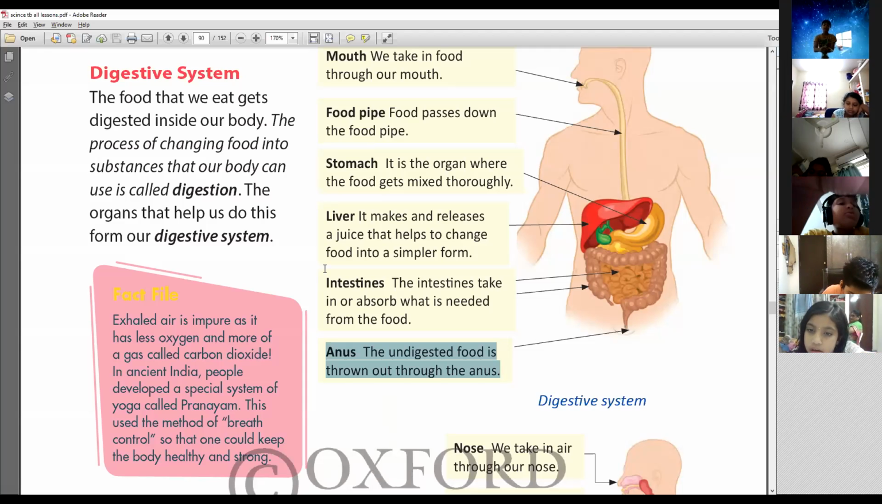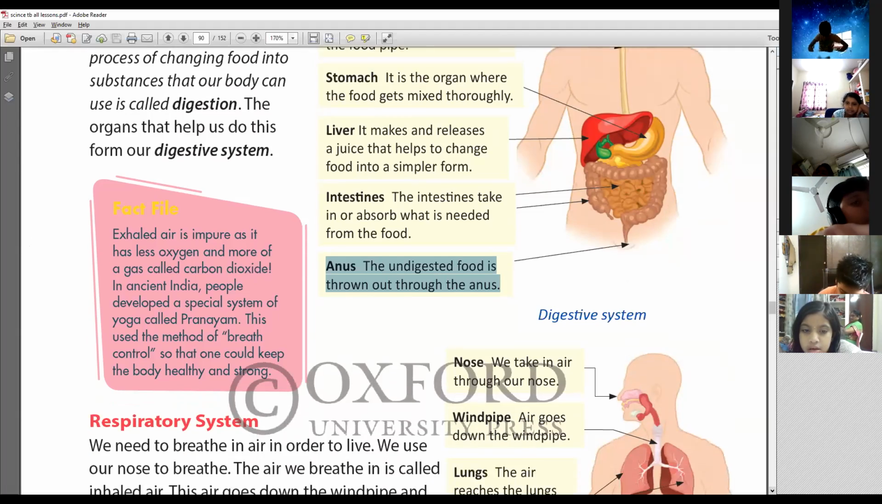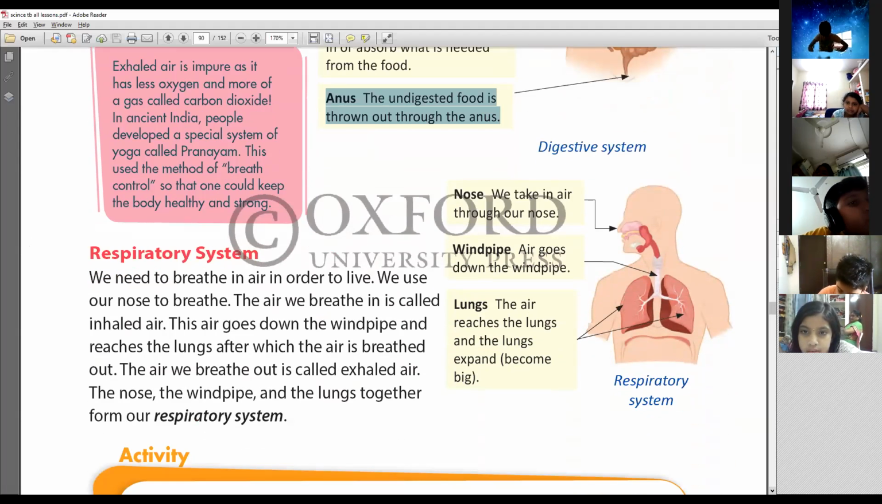Okay, then we go to washing. Ma'am, we should chew 75% in our mouth, ma'am. Okay, the undigested food is thrown through the anus. Did you understand the process? Okay. Now coming to the respiratory system, Krutvik, please read.